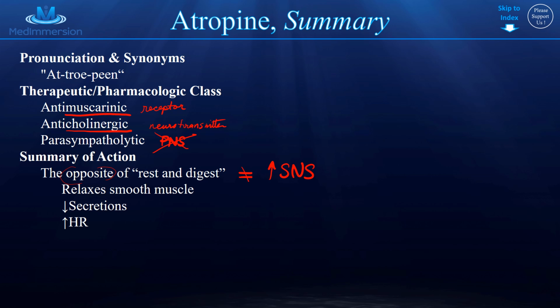Okay? What you get out of that is the relaxation of some kinds of smooth muscles, which we'll talk about. Also, you get a decrease in secretions. Also, you get an increase in heart rate because you're decreasing the parasympathetic tone to the heart. We're going to cover this in the next section. So let's just move on and talk about the mechanism of action. And I think a lot of this will make more sense.